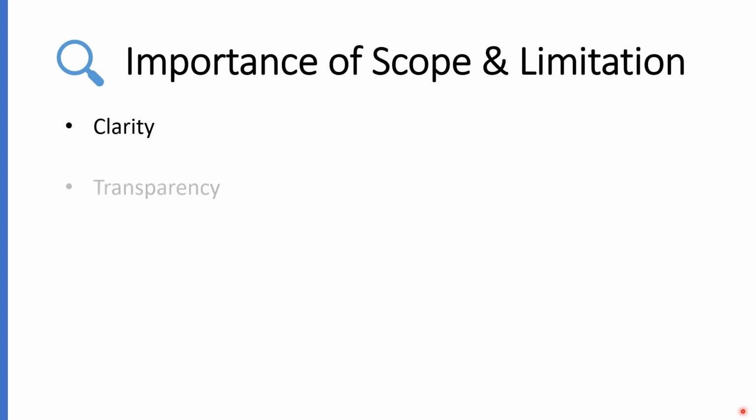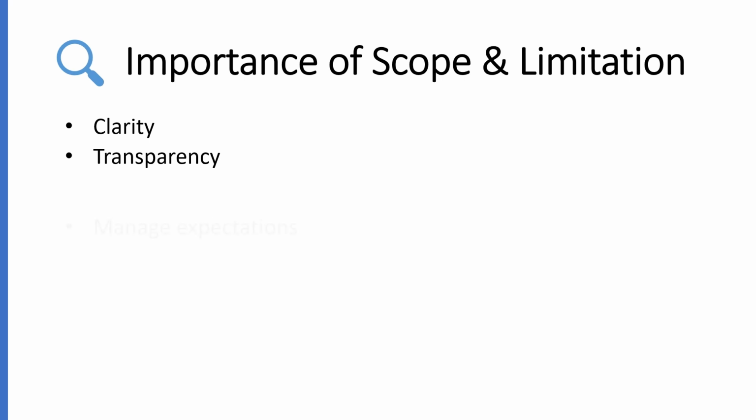The second one is transparency. So the scope and limitations of your study will help make the research more transparent because it will provide a clear understanding of what you intend to do, what you intend to achieve, and what your study's limitations are.